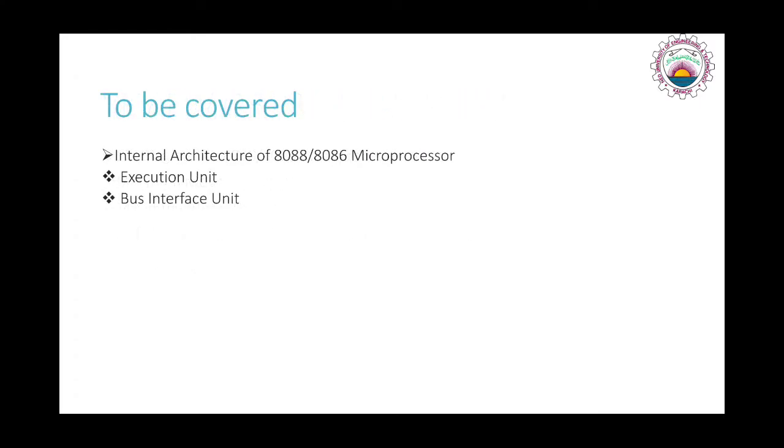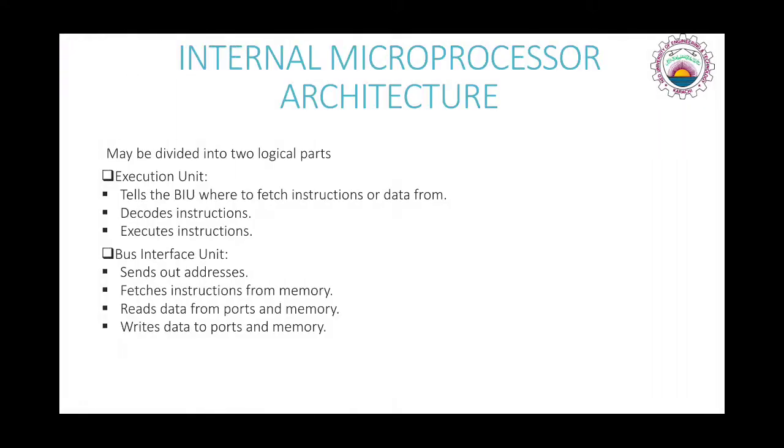So in this lecture we are going to discuss internal architecture of 8088 8086 microprocessors. Both of these microprocessors may be studied by dividing it into two logical units. First one is called execution unit and second one is called bus interface unit. So there are two logical parts. First one is execution unit.